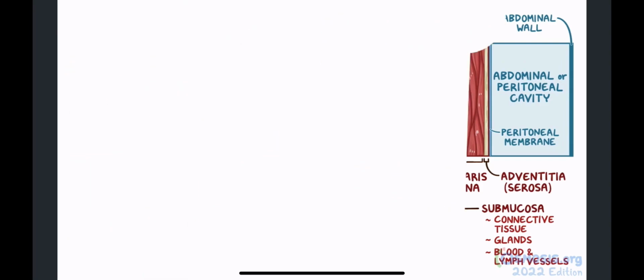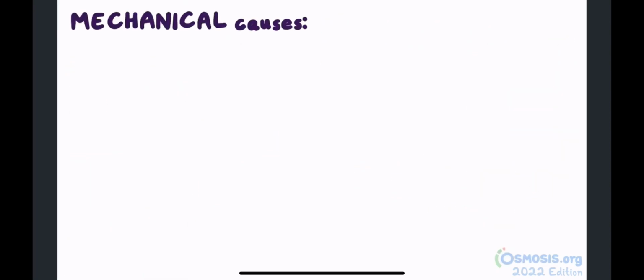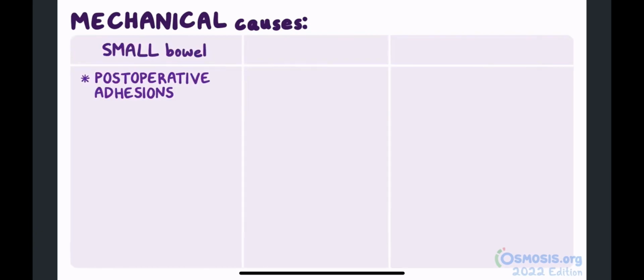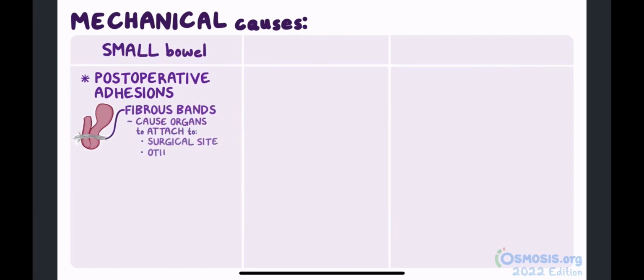Okay, so let's go over some mechanical causes for bowel obstruction. The most common cause in the small intestine is postoperative adhesions. After a surgery, the scar tissue that forms during the healing process can form fibrous bands that cause organs to attach to the surgical site or to other organs, causing the lumen of the bowel to get kinked or pinched tight in certain spots.